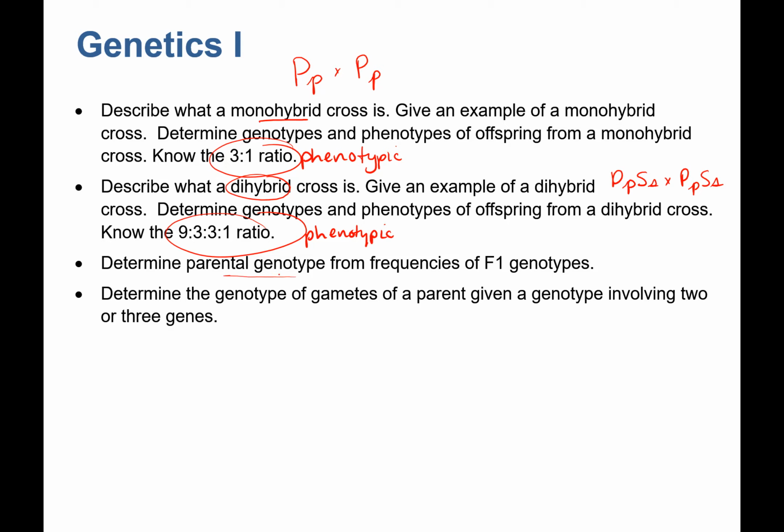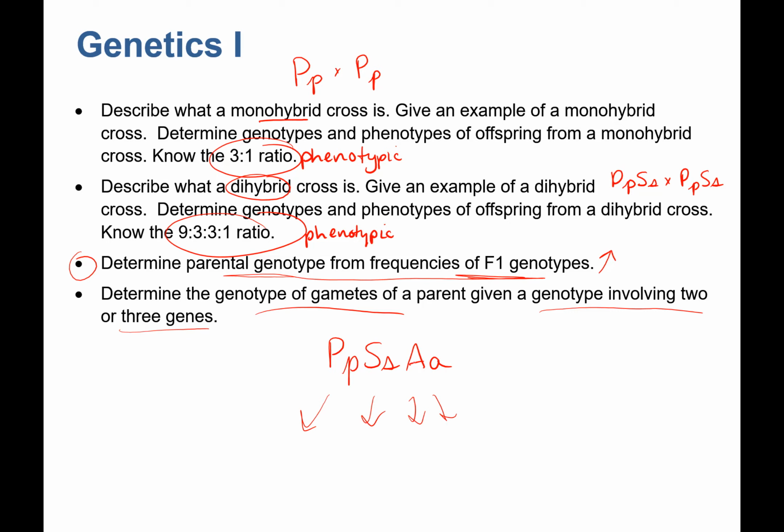Determine parental genotype from frequencies of F1. So this is going backwards. We'll do some practice problems with this. Determine the genotype of gametes of a parent given a genotype involving 2 or 3 genes. So this was the big P, big S, little s, big A, little a, right? So you could figure out all the possible 2 times 2 times 2, 8 different gametes.